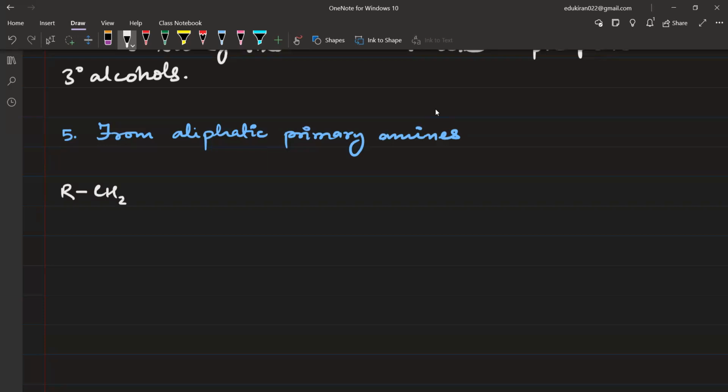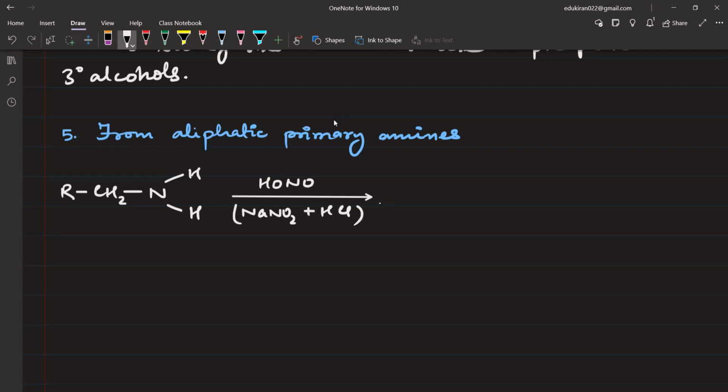RCH2NH2. I can write NH2 like this, nitrogen with 2 hydrogens. And if I react this with HONO, nitrous acid, which is prepared by reacting NaNO2 and HCl. Now what happens in HONO? The OH attaches to this carbon atom, this nitrogen attaches to the other nitrogen atom, and the oxygen attaches to the 2 hydrogens.